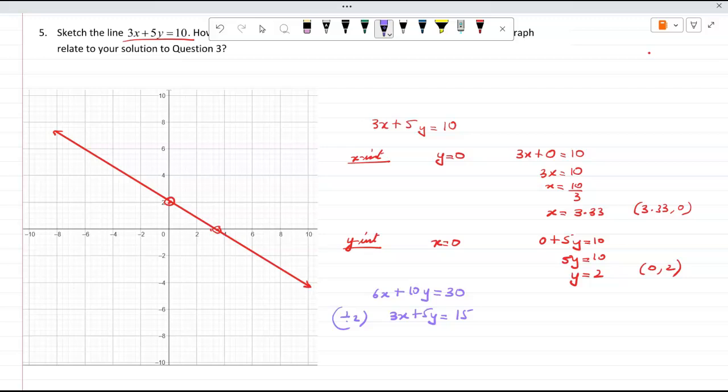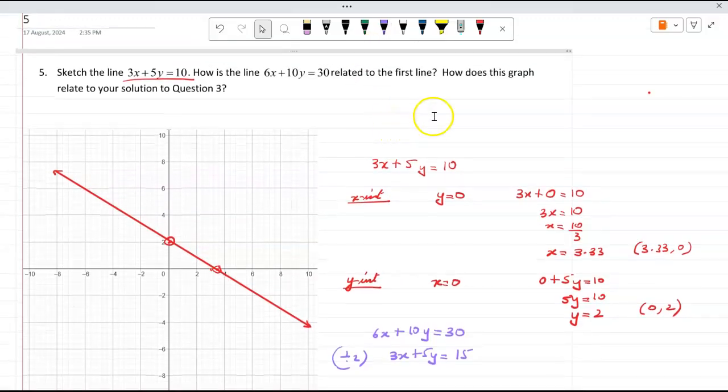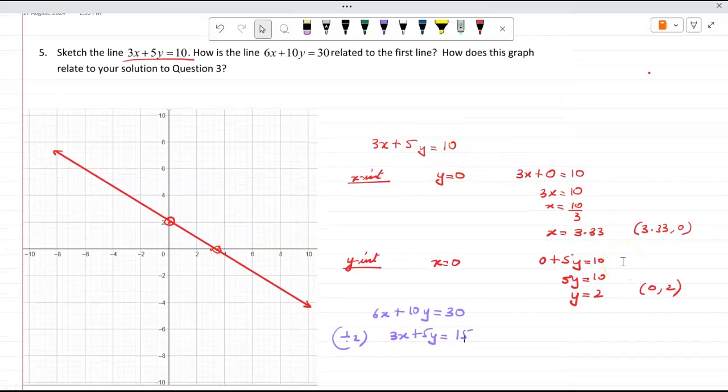So is it the same line? It's not the same line, it's different. But how is it related to it? So now you sketch it. How do you find the x-intercept? You plug in y as 0. So 3x is equal to 5, so x is equal to 5 over 3.